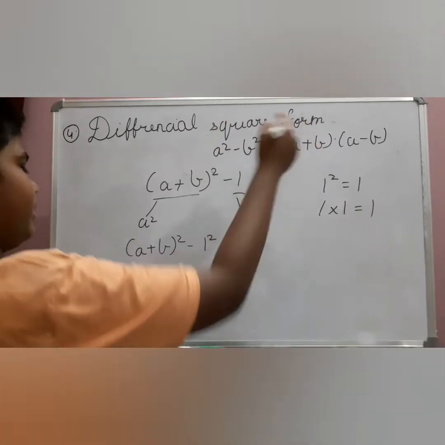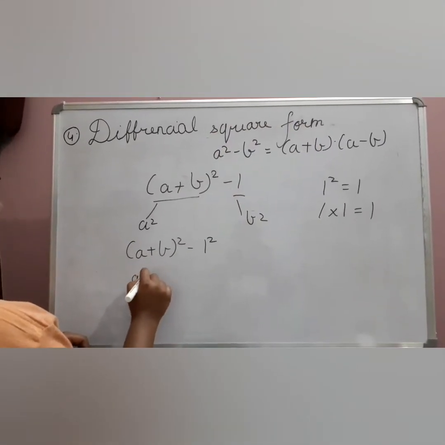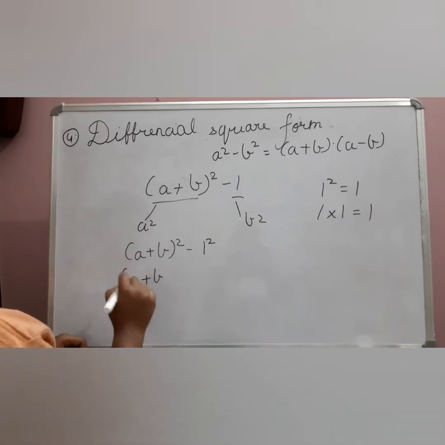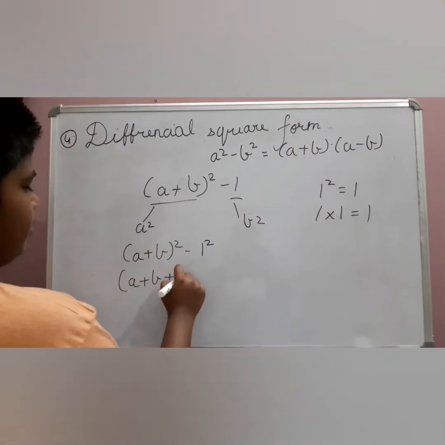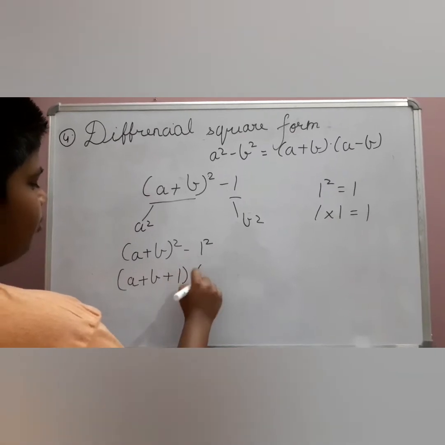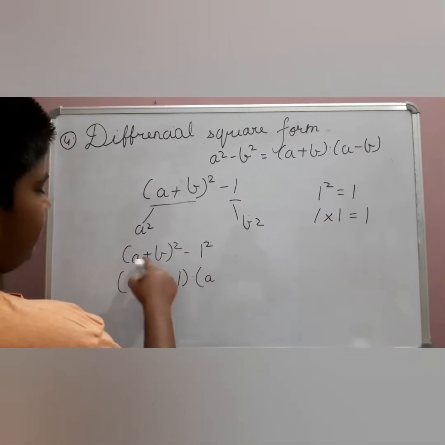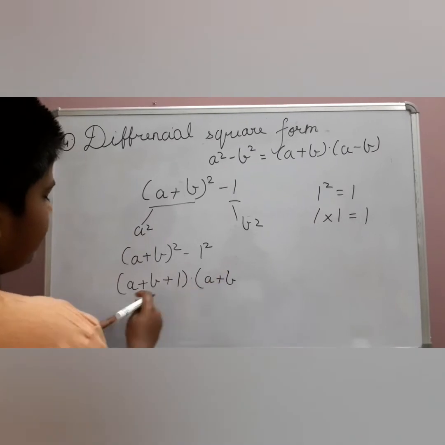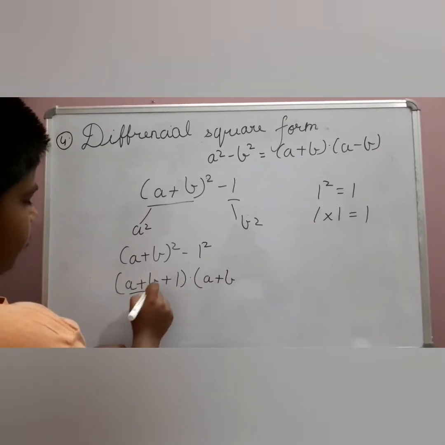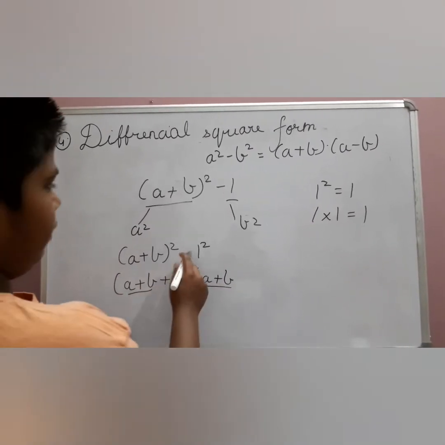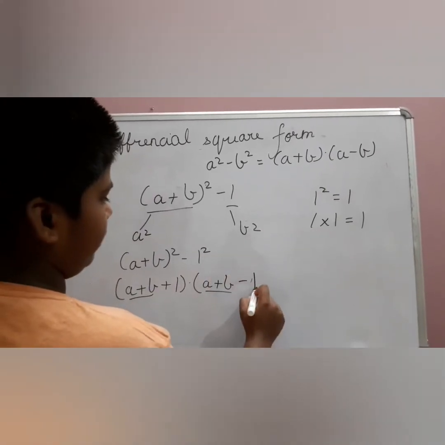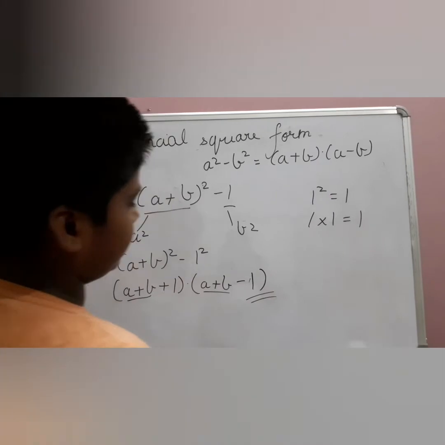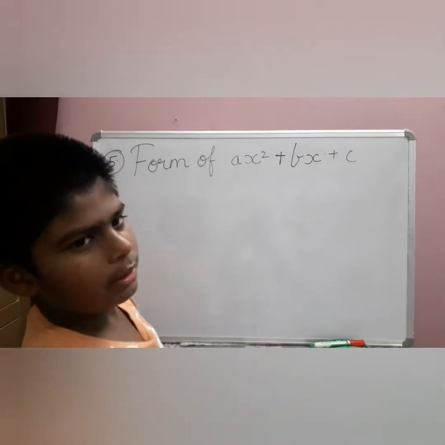Now we can write it in this form: (a plus b), then we'll put a plus sign, 1 into (a plus b). This is 1 term, okay, this is 1 term. Then we'll put a minus sign, then another term, 1. This is our answer. I hope you understand till step number 4.